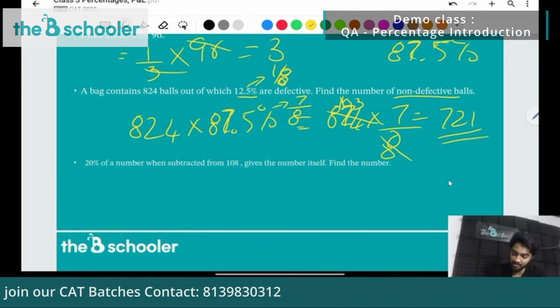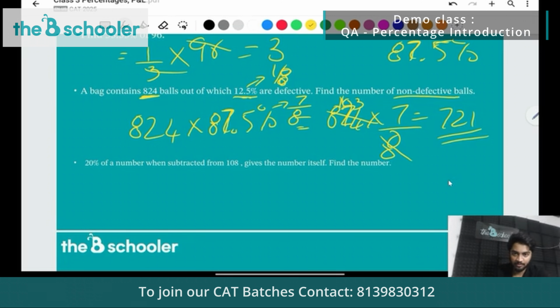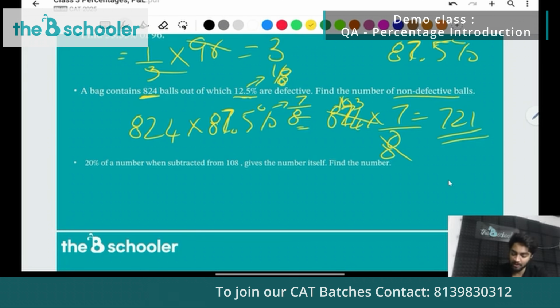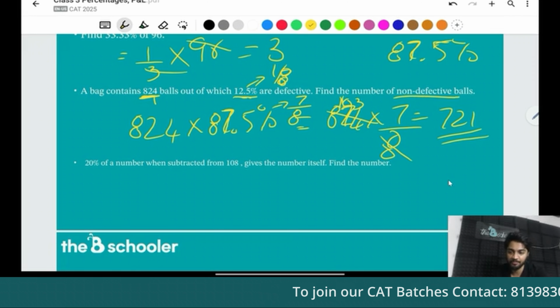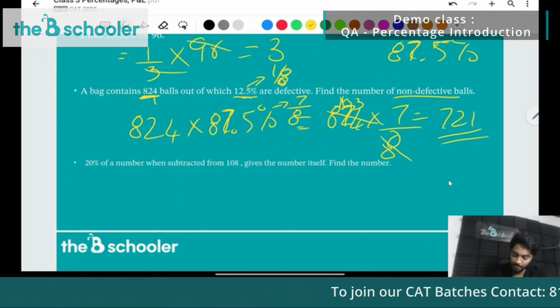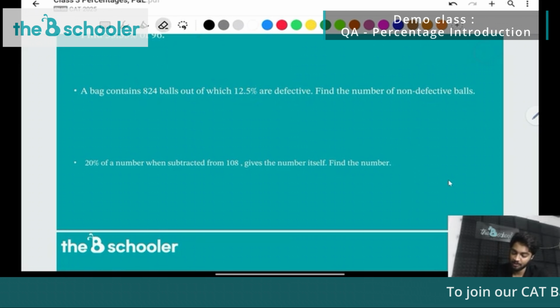Okay, the fastest way of doing it was to take 12.5 defective as 1 by 8 and remove 1 by 8 from this. You can either do it as into 7 by 8, or you can find 1 by 8 and then remove that number from 824. Clear? Is that clear? Everyone, please tell me yes. Is the fastest method clear? Did you guys also solve it this way? Those who got the answer?